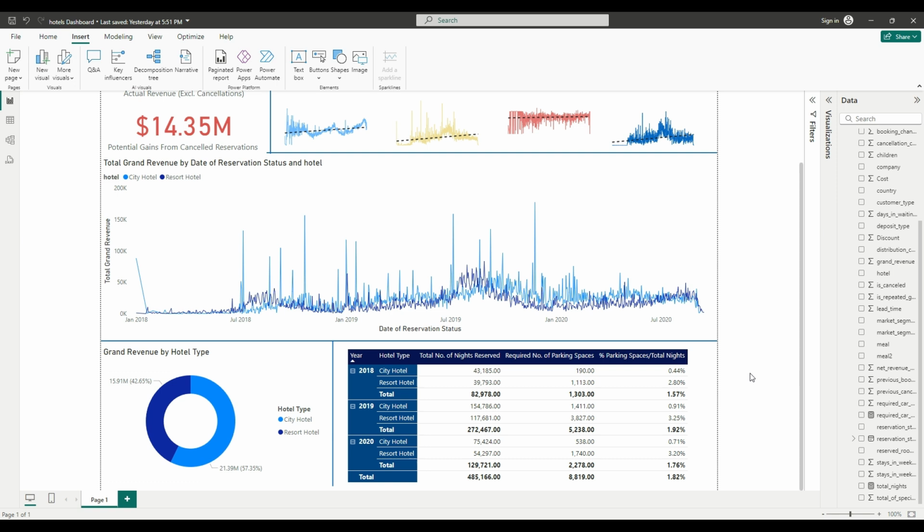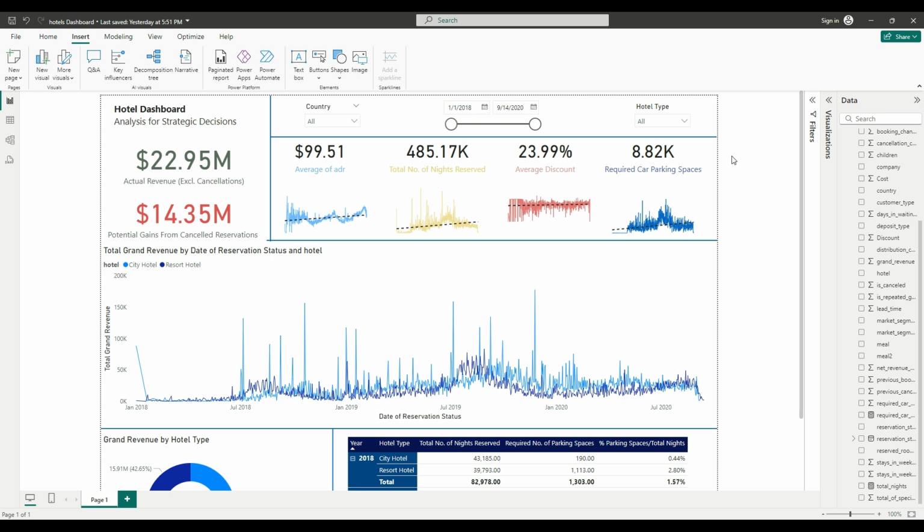And then finally, in this table, we take a look at the hotel type, the total number of nights reserved, and required number of parking spaces. And then we get the percentage, right? We want to see how many residents or guests have required parking per each night they spend there.